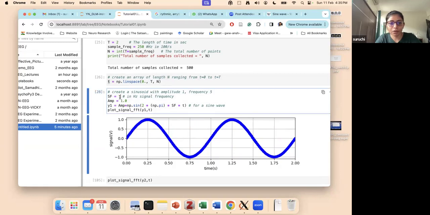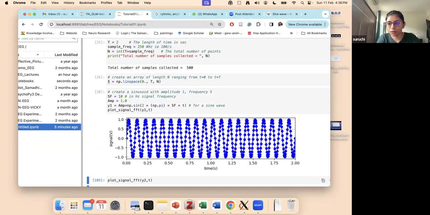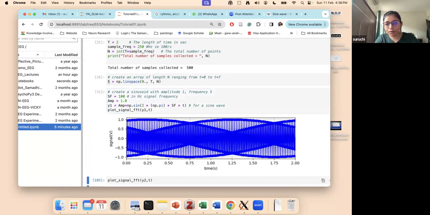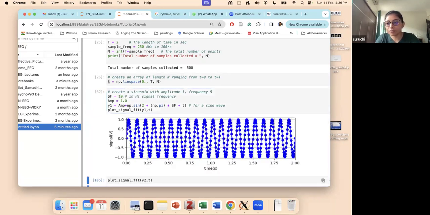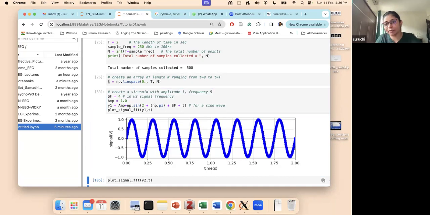Okay. I can make it 2. So now there are 2 in a second. Okay, and so on and so forth. I can make it 10. Now you see, if you have a funny signal which has 100 peaks per second, your sampling frequency of 500 is somehow not going to be good enough. So you want a better sampling frequency to be able to capture that. Up until 10, it was fine. So let's keep it at 4. So 4 per second, we're sort of trying to mimic a delta here.